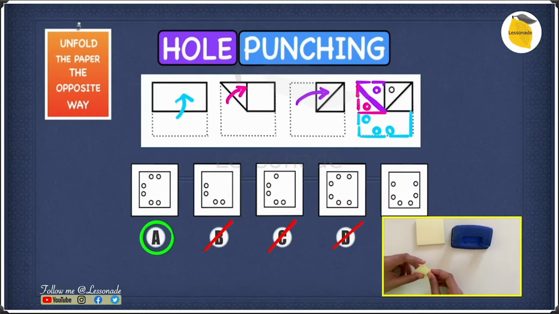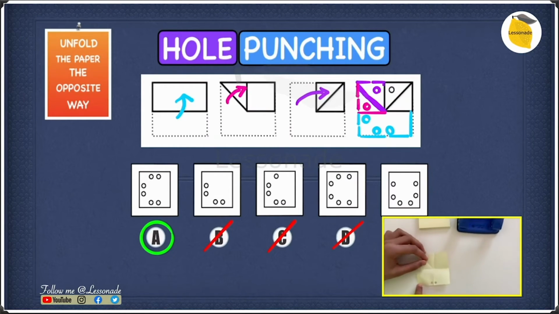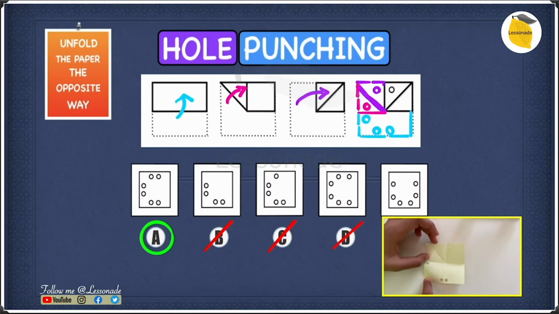Now let's unfold the paper to see if we are right. So that's the first fold. And then we're going to unfold it like this. And then finally, we're going to unfold the whole lot. And as you guys could see, just like in the image, we have 6 holes. 1, 2, 3, 4, 5, 6. And also, they're positioned in the right place. So therefore, our answer to this question is A.